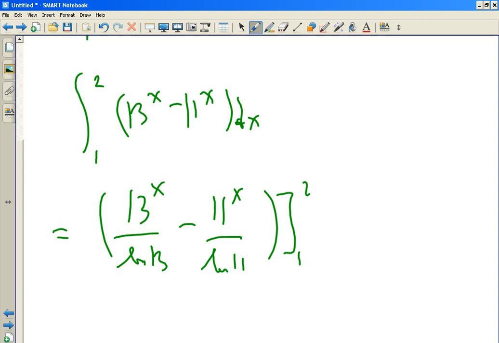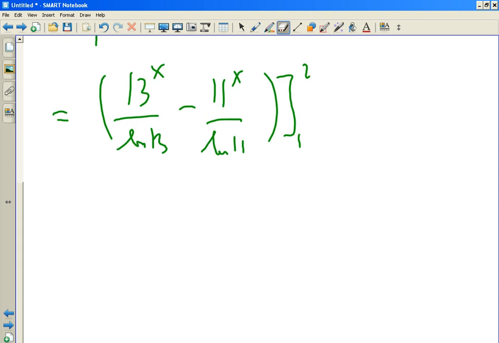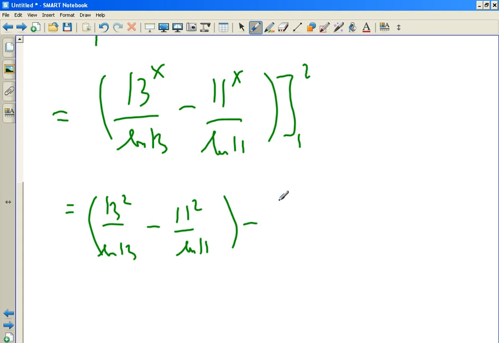So let's do it. Plug in 2: 13 squared over ln 13 minus 11 squared over ln 11, quantity minus, plug in 1: 13 to the 1, or 13 over ln 13, minus 11 to the 1, or 11 over ln 11. That's the correct answer. That's the exact answer.